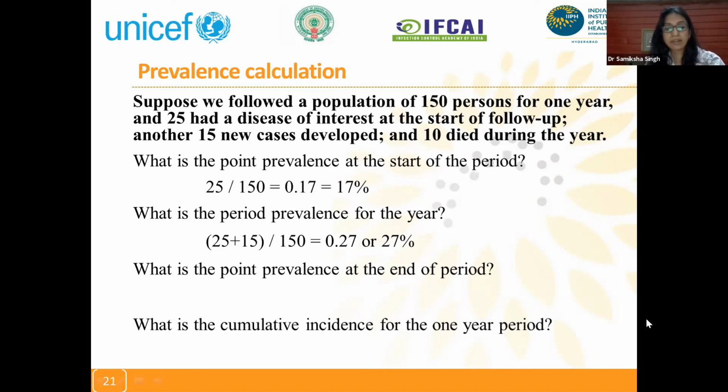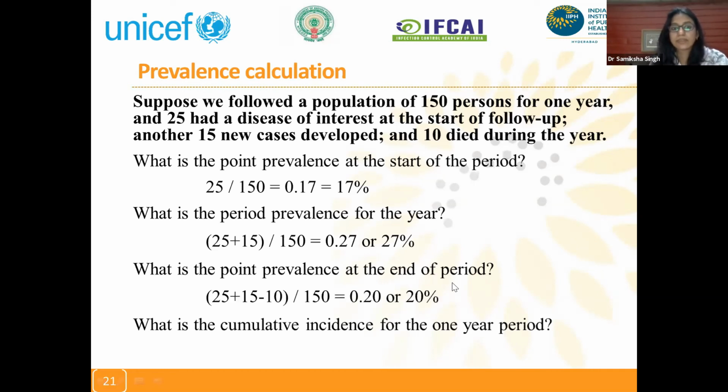No, nobody is trying. So see, there were 25 old cases, then there are 15 new cases, that makes it 40. But 10 people died in that 1 year. 40 minus 10 is 30. So at the end of the year, on 31st December, we only have 30 cases. Right? So 30 divided by 150, and we calculate our point prevalence.